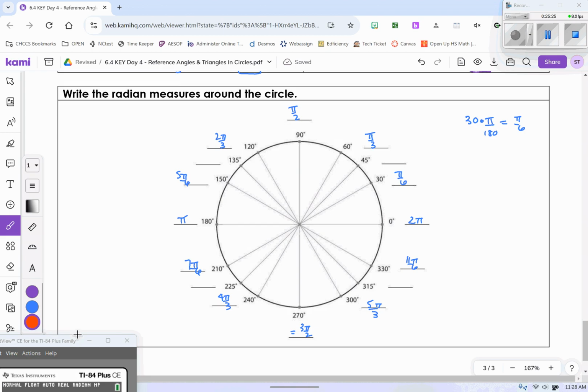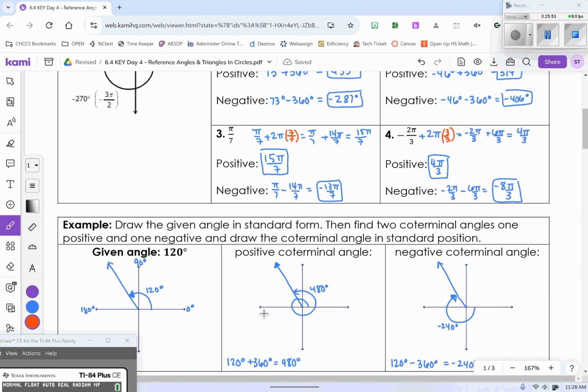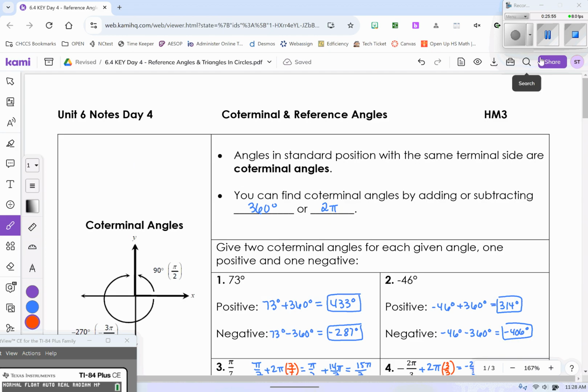So you can do the same thing with 45 degrees times pi over 180 gives us pi over 4. So this would be 1 pi over 4, 2 pi over 4 is pi over 2, 3 pi over 4, 4 pi over 4 is pi, 5 pi over 4, 6 pi over 4 is 3 pi over 2, and 7 pi over 4, and 8 pi over 4 would be all the way around your circle, which is 2 pi. So that completes the lesson for today, again, for reference angles and coterminal angles. Now you can complete your homework.